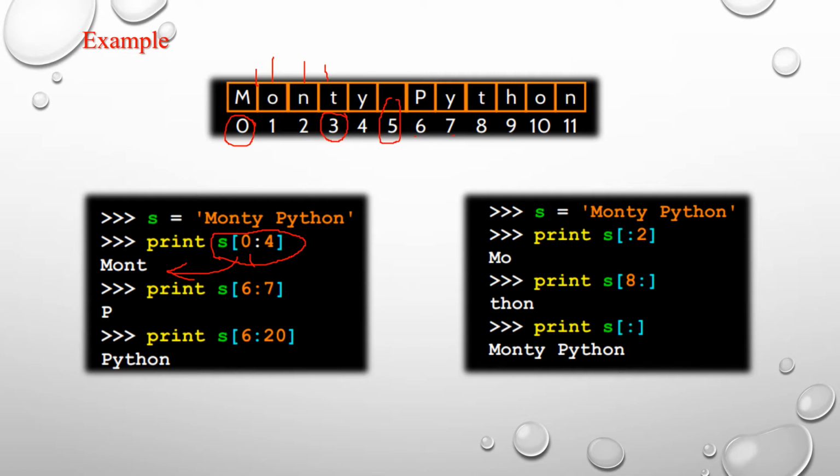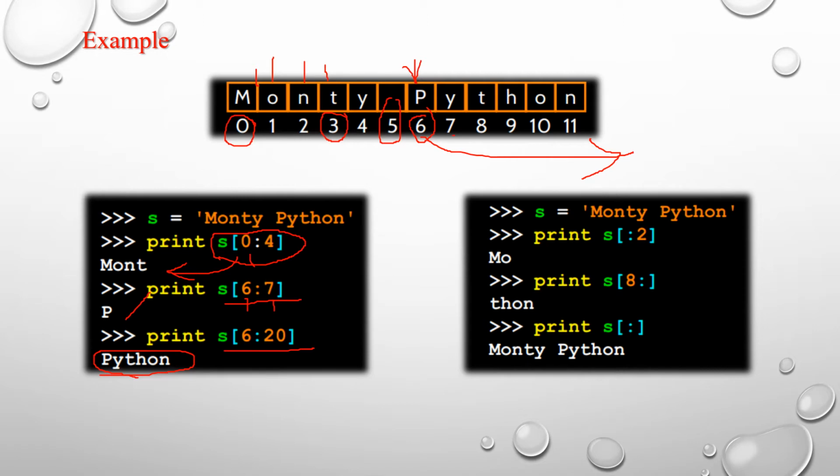Again, s[6:7]. This is the start value, this is the end value. We know that the start value is included and the end value is excluded. So it's going to print the sixth indexing value, which is P. Here s[6:20], with square brackets, is going to print from the sixth value to the end. The printed value is Python.